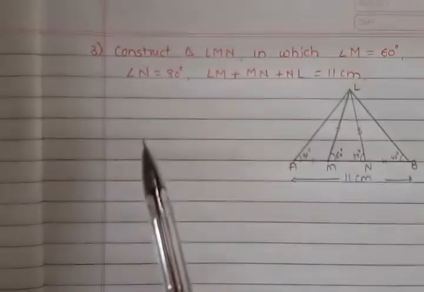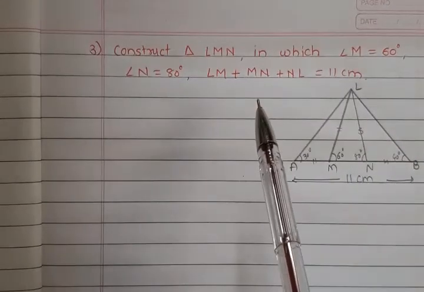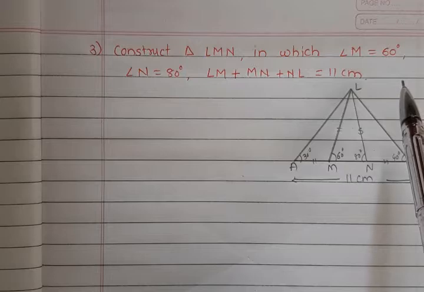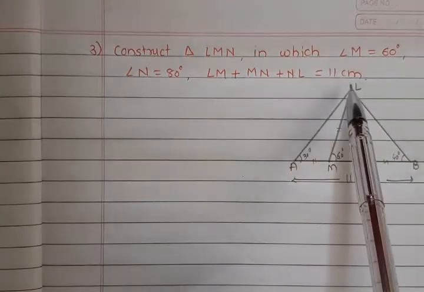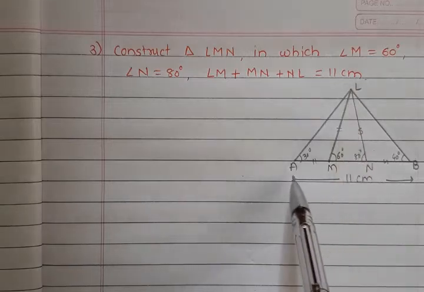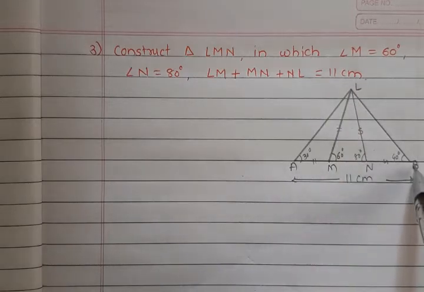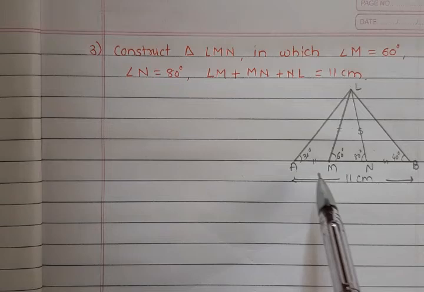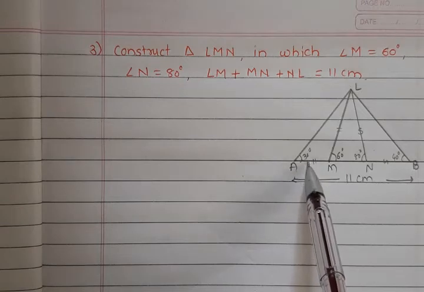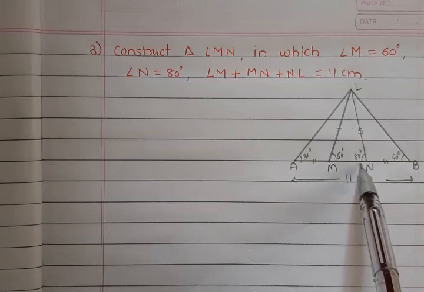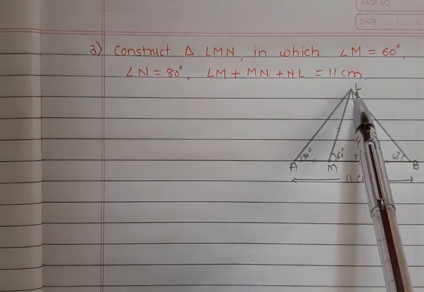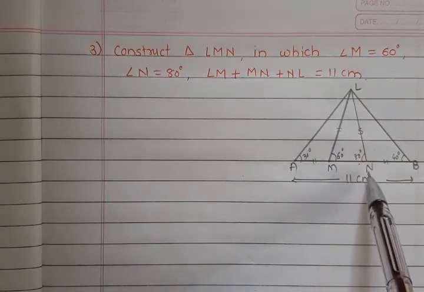See that question. Construct triangle LMN in which angle M equals 60 degree, angle N equals 80 degree and sum of the three sides is given 11 centimeter. Now here see the rough diagram. First of all we have to draw the segment AB of 11 centimeter. Then angle A is 30 degree which is half of angle M. Angle B is 40 degree which is half of angle N. And then afterwards at last we get the required triangle LMN.